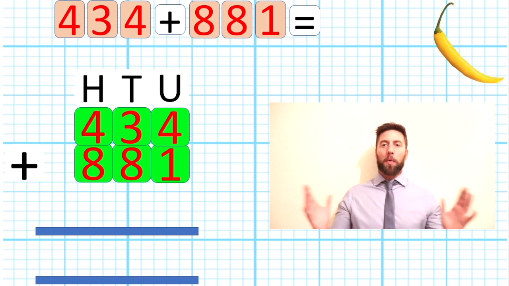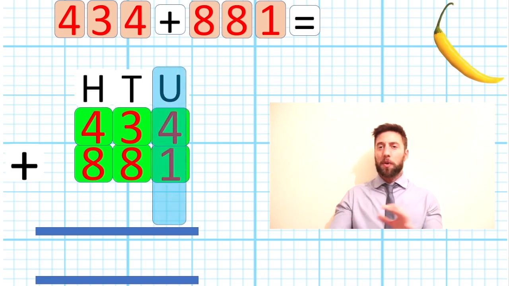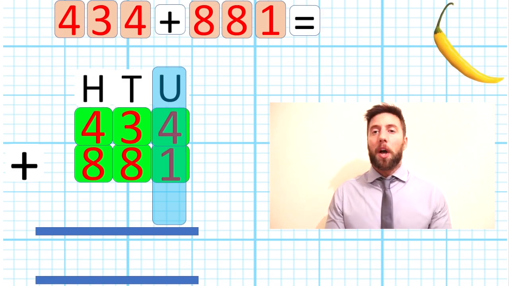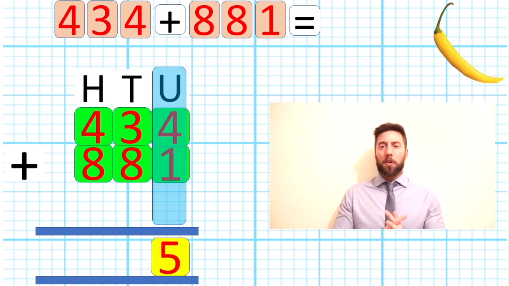Where do we start? Well, we know now we start in our units column. We always start in our smallest value whenever we're doing any form of column work, addition, subtraction, multiplication, anything like that. We always start with our smallest value. So here we go. Our units, adding 4 to 1 equals 5. Nothing difficult there. Same as stage 1, same as our green chili challenge.